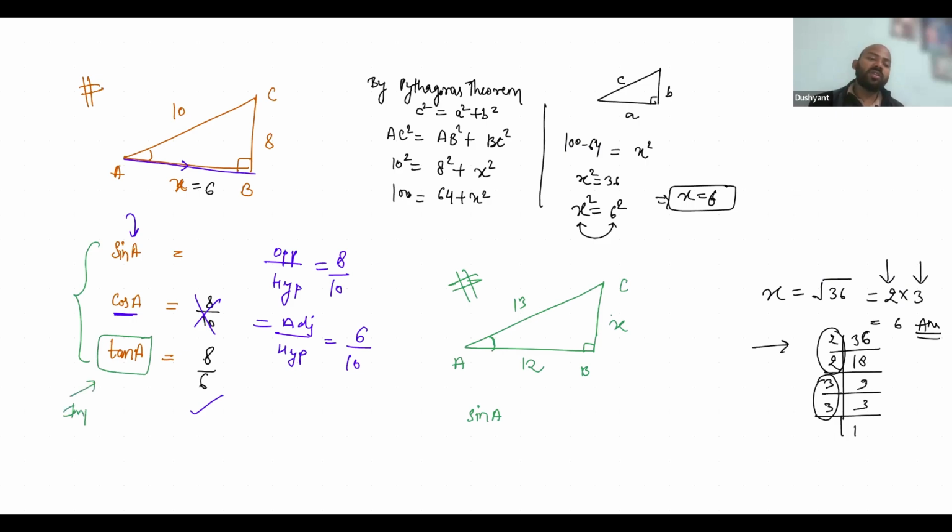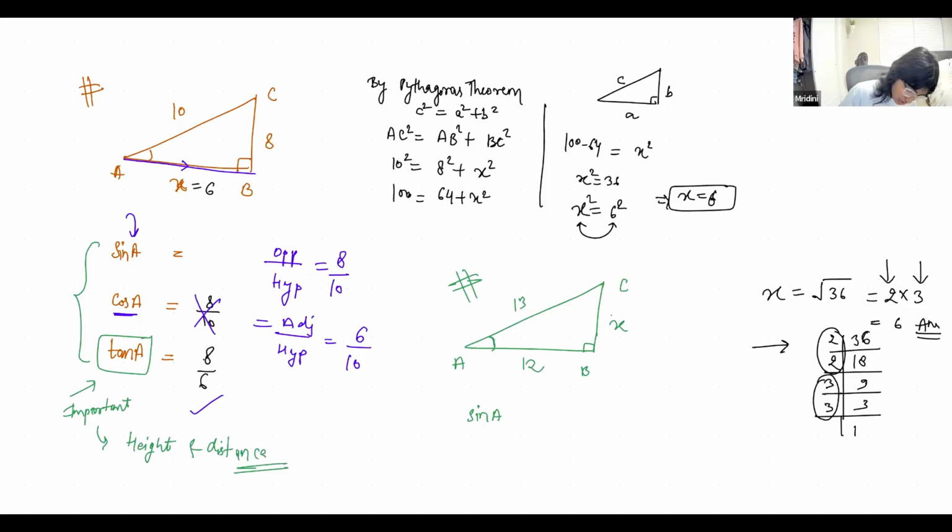It helps you to find out the height and distance. The tangent helps you find out the height and distance. Right. Tangent. Very important. Tan means tangent. Okay.